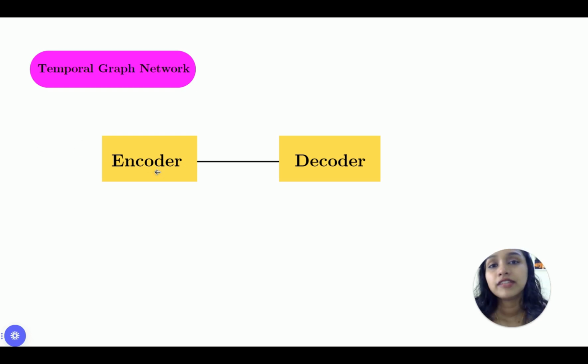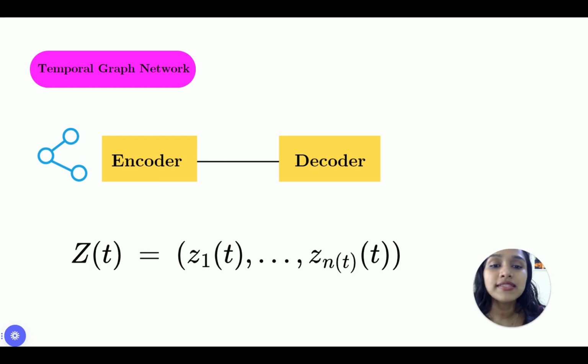Coming to a dynamic graph's neural model, this can be considered as an encoder-decoder pair. Here the encoder is a function that maps a dynamic graph into its node embeddings. So the encoder takes as input a dynamic graph, and it creates the node embeddings for that graph, which are functions of time. And the input to this decoder is this node embedding created.